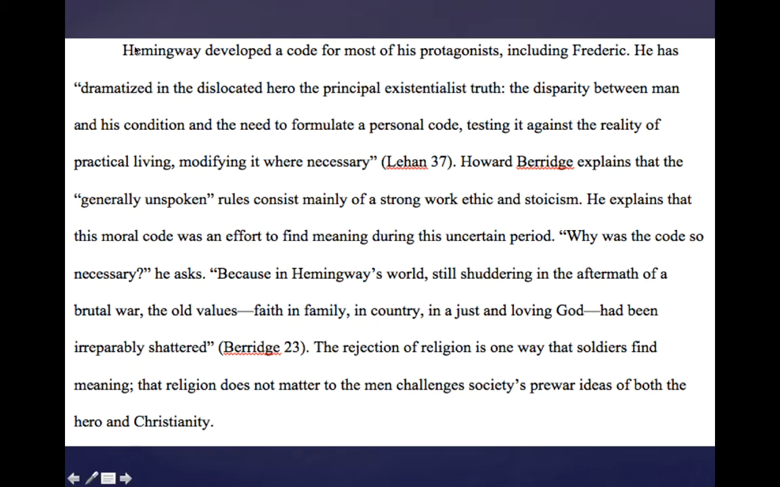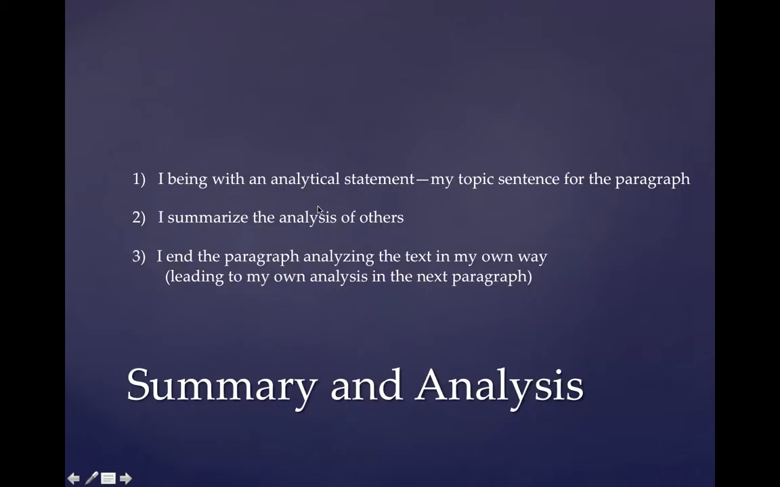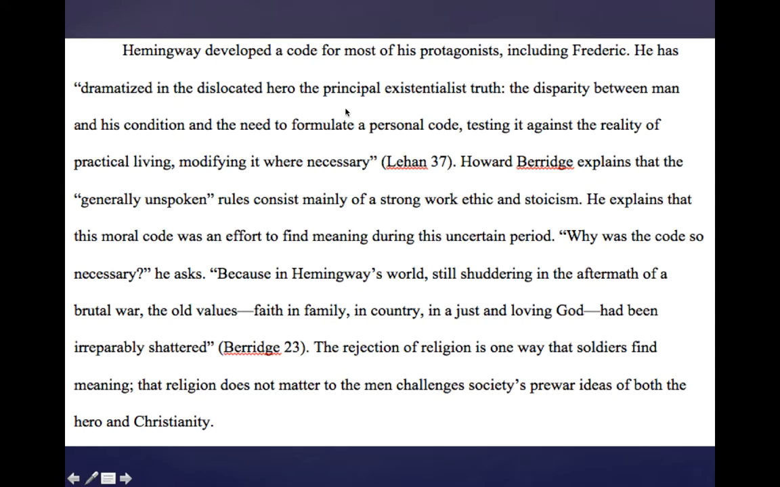So if you look here, I have a topic sentence: Hemingway developed a code for most of his protagonists, including Friedrich. That means that this is summary and analysis, right? So I have this topic sentence. This is my analysis based on other people's analysis. Then I provide a quote that demonstrates the analysis of somebody else that led me to this conclusion. And then I summarize the work and analysis of Howard Berridge. And then I provide my own analysis in the last sentence.